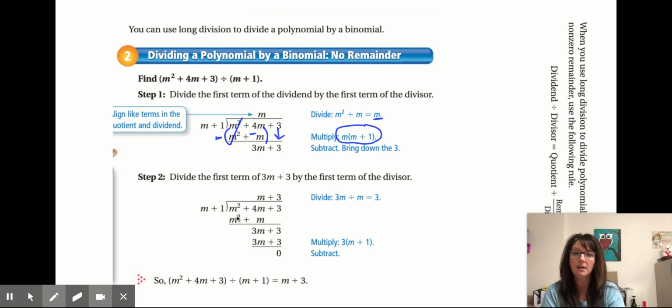Okay, so we did that here. Now we're going to take, divide the first term of 3m by the first term of the divisor. Okay.